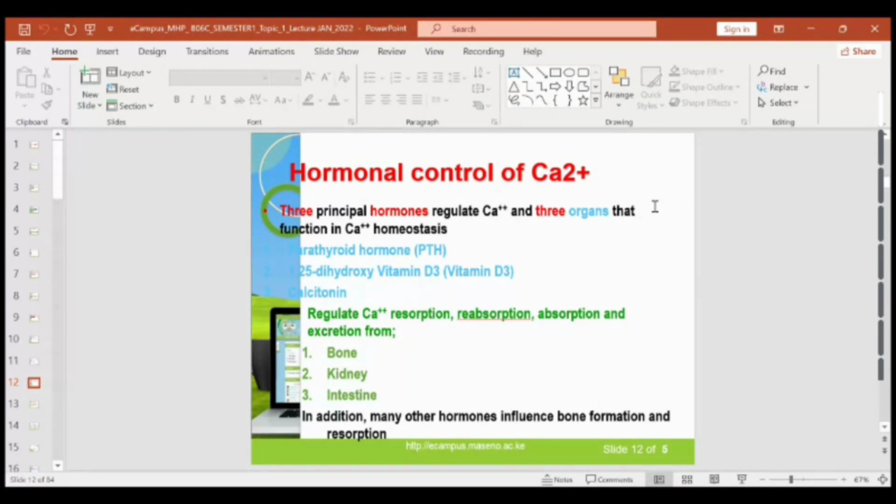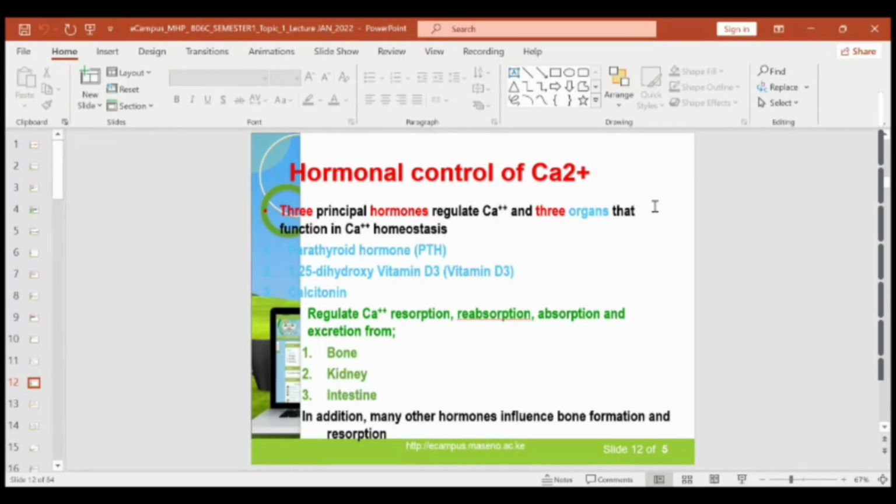So the hormonal control of calcium metabolism in the body, as I said initially, is under the regulation of three hormones. The first is parathyroid hormone. The second is calcitonin, and the third is a vitamin. But that vitamin, once it is transformed into another form, acts as a hormone, and that is vitamin D. Specifically, we call it vitamin D3 once it has been transformed.